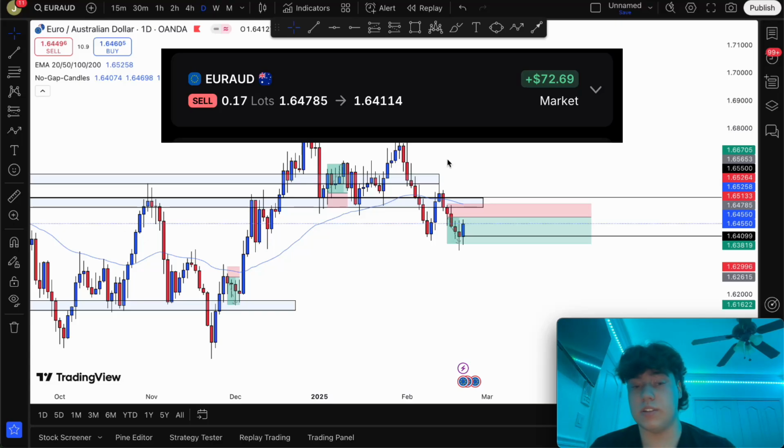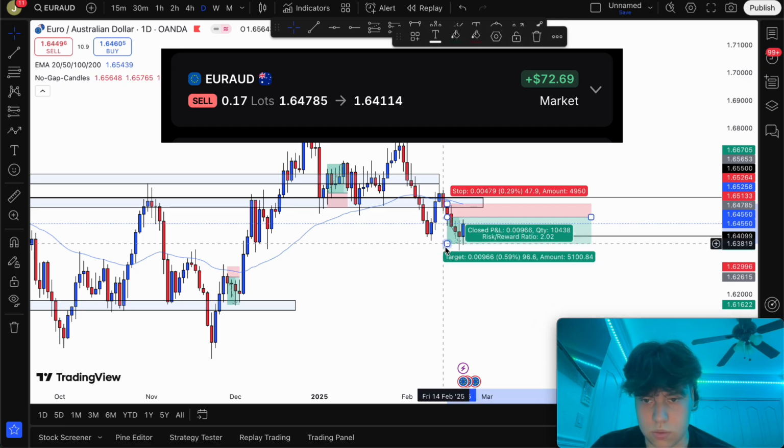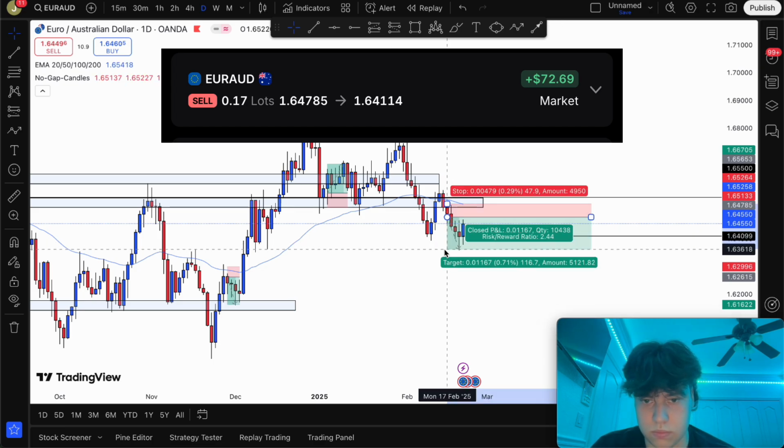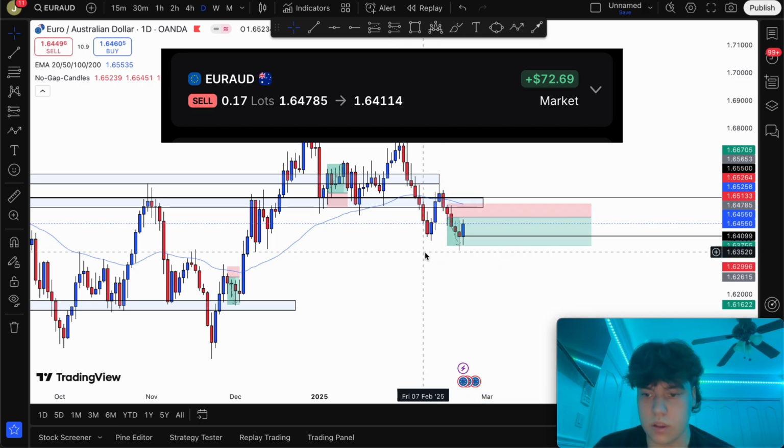Let's go over the trade I took this week. This week I took Euro AUD, and I got a 1 to 1.5 risk to reward. I had up to a 1 to 2.5 risk to reward, but I got a little greedy. But let's go over it.